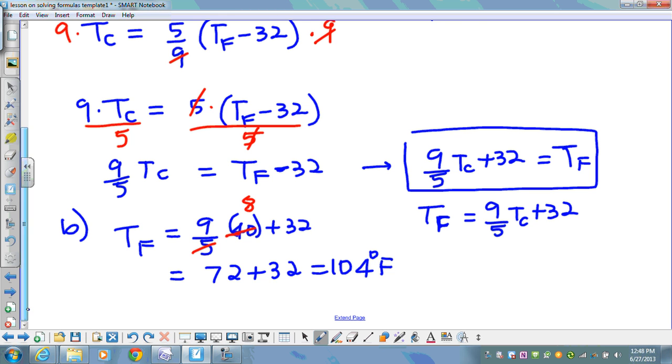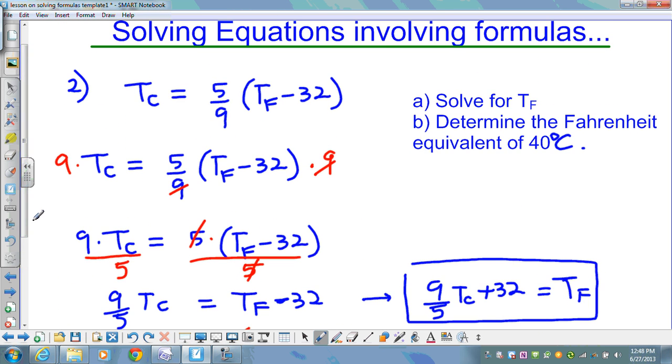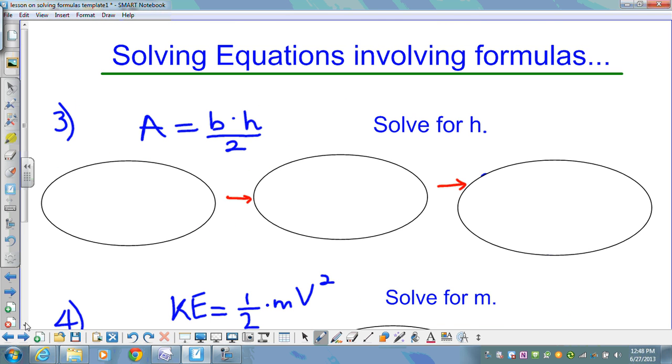Okay, so let's move on to another example on solving equations involving formulas. Here we have A equals B times H over 2. This, of course, is your formula to find the area of a triangle, right? Base times height over 2. The question is to solve this equation for H.